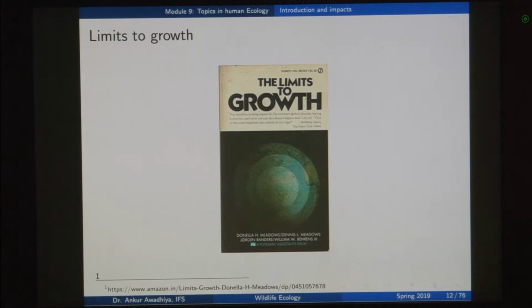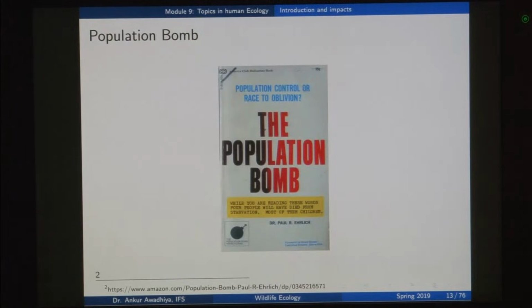In this context, Paul Ehrlich wrote the book, The Population Bomb. This book is a bit Malthusian in its outlook, but it also states that human population growth is moving at such a rapid pace that it is a severe problem these days, and that this is a ticking time bomb that needs to be stopped.